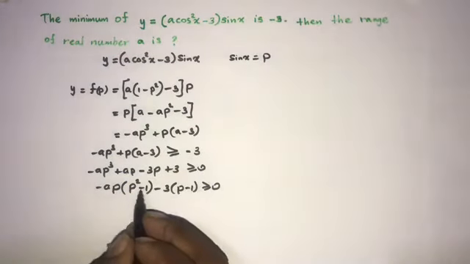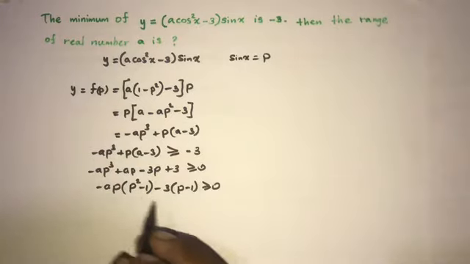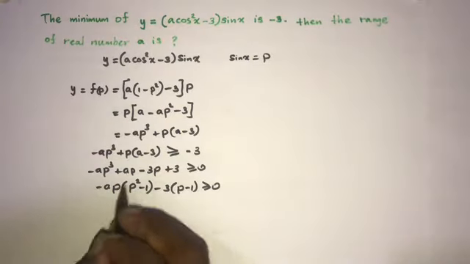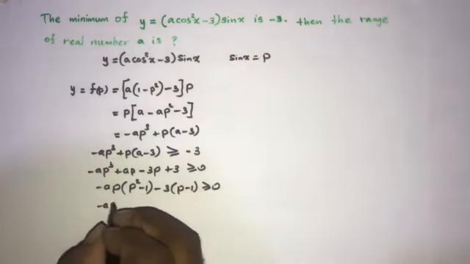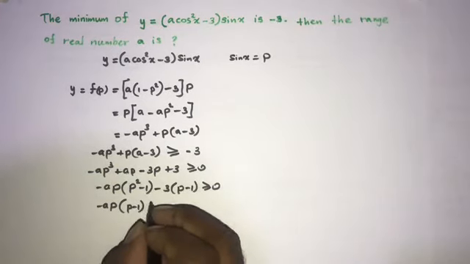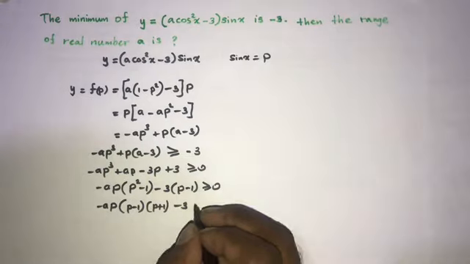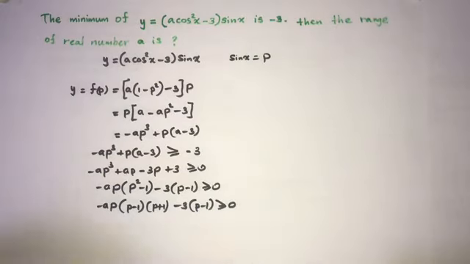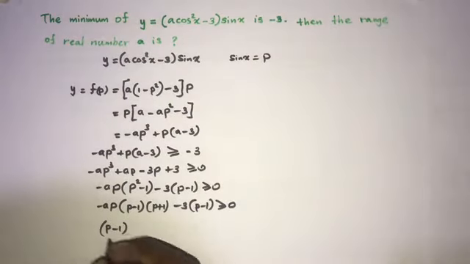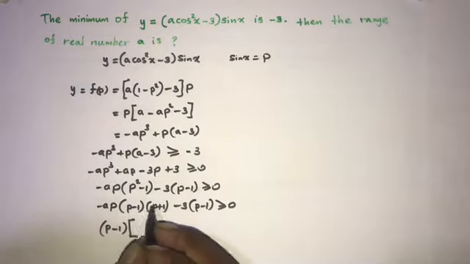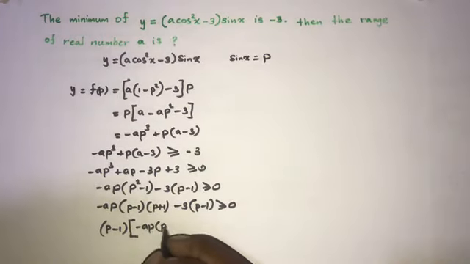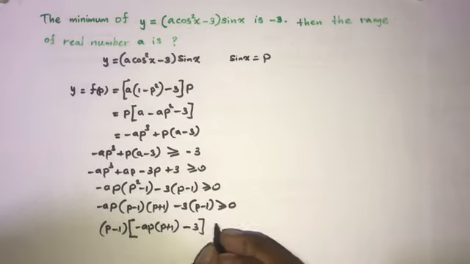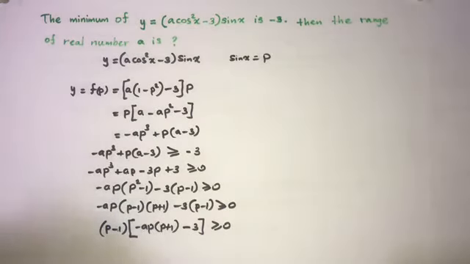Then we know p squared minus 1 is a difference of squares, so we can write minus a p times (p minus 1)(p plus 1) minus 3 times (p minus 1) greater than or equal to 0. So we can take p minus 1 as a common factor, so we have (p minus 1) times [minus a p times (p plus 1) minus 3] greater than or equal to 0.